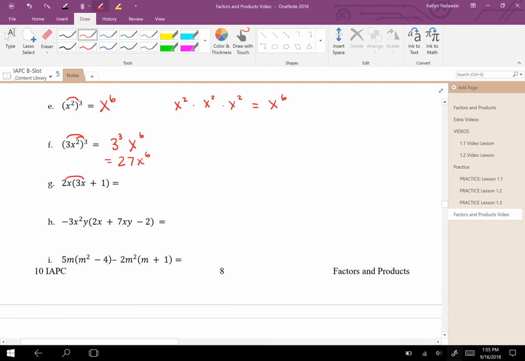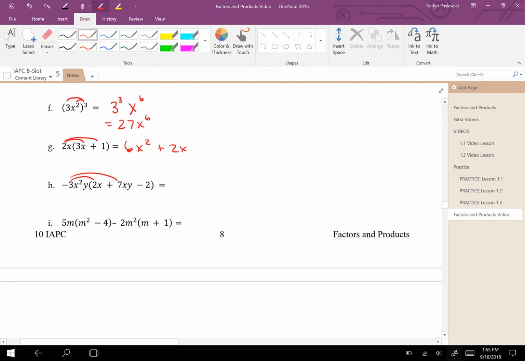Let's distribute this 2x throughout the bracket. So that would give us 6x squared plus 2x. Same property. Negative 3 multiplied by 2 is negative 6. How many x's? There'd be 3 and y. Now we have negative 3 multiplied by 7, so it'd be negative 21. How many x's between those two terms? x to the power of 3, y to the power of 2. And negative 3 times negative 2 would give us positive 6x squared y. There are no terms that we can combine, so we're leaving it at that.